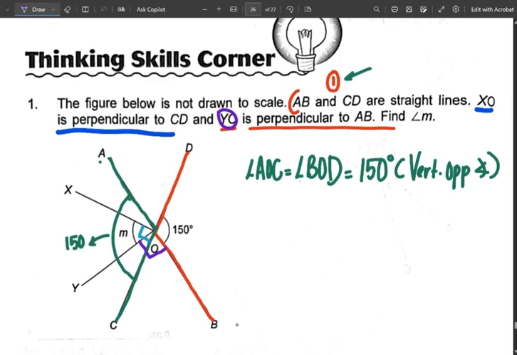AOD. AOD is not a right angle. XOD. Tell me about that. 180. The other one. Yeah, the other side. Correct. Very good.